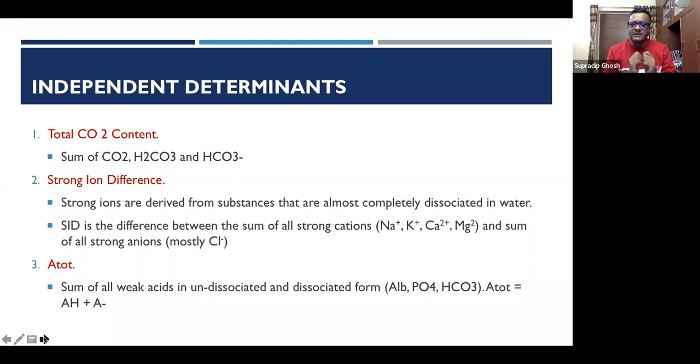The third independent determinant is something called ATOT. ATOT is the sum of all weak acids in undissociated and dissociated form. So this includes albumin and phosphate, in their ionic dissociated or undissociated form. To simplify, the independent determinants of pH and acid-base disorders are PaCO2, the difference between all strong cations and strong anions, especially sodium, potassium, and chloride, and finally ATOT, especially the albumin and the phosphate. I hope this is clear.